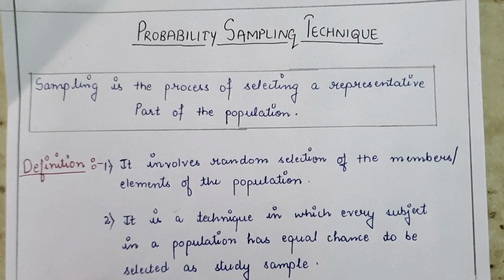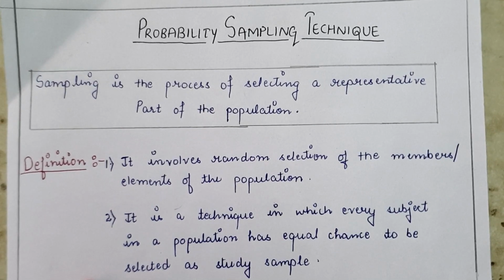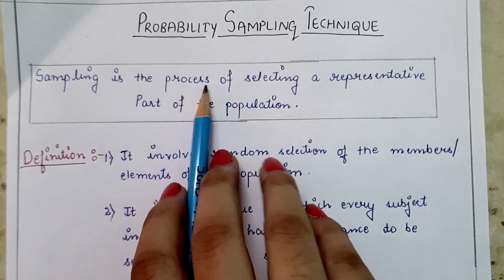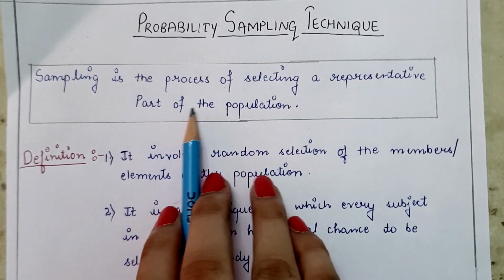Hello my dear students. Today in this lecture I will discuss the probability sampling technique. First of all, sampling is the process of selecting a representative part of the population.